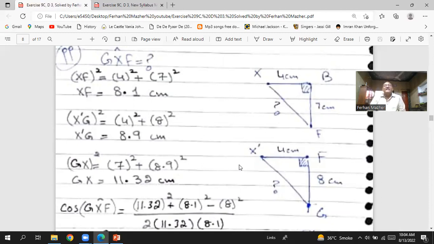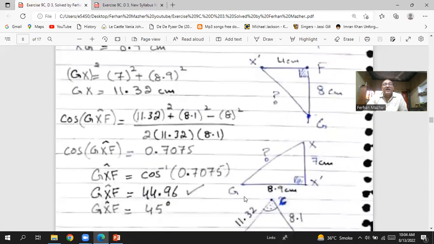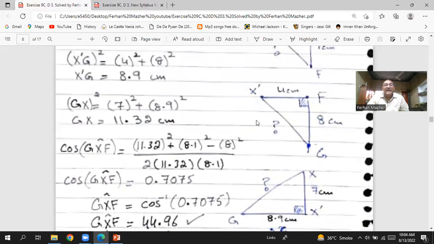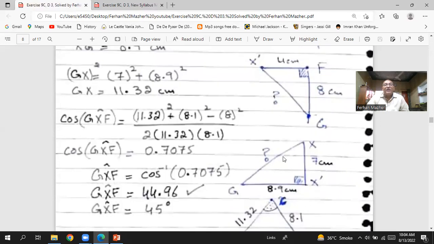Once I know this, I will consider the triangle G X prime X. X prime is a point exactly below the X. So this height XX prime is 7 centimeter. The GX prime we just calculated is 8.9 centimeter. So I will apply Pythagoras here and get the value of GX. GX whole square will be equal to 7 square plus 8.9 square. So GX will be 11.32 centimeter.